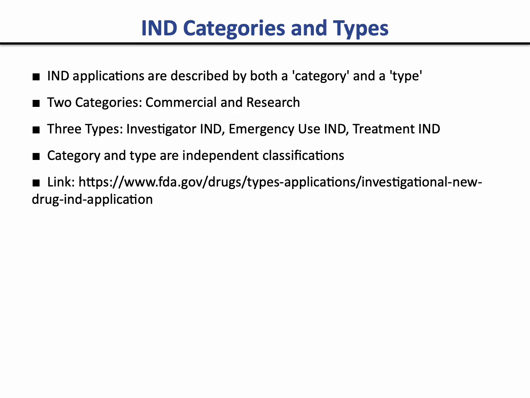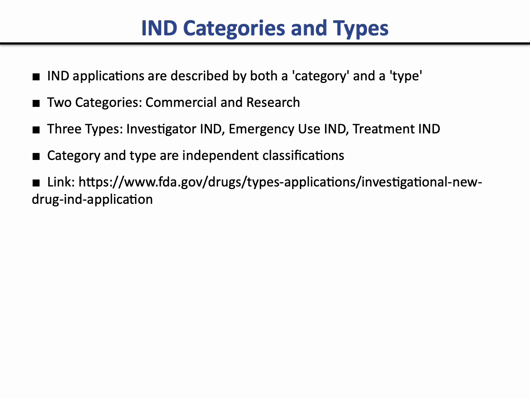Form 1571 is the principal administrative document for IND submissions. Every submission to an IND, whether the initial submission, an amendment, a safety report, or an annual report, includes a completed Form 1571. The form captures several categories of information.